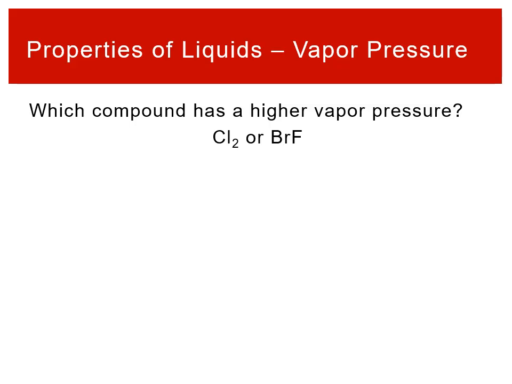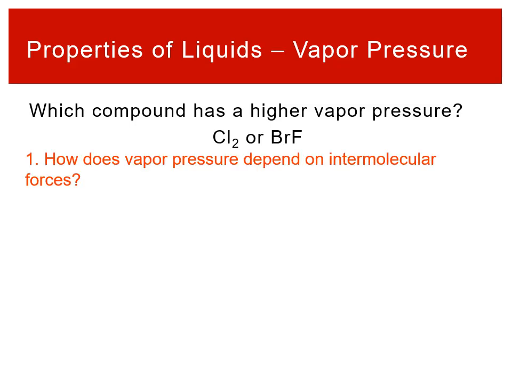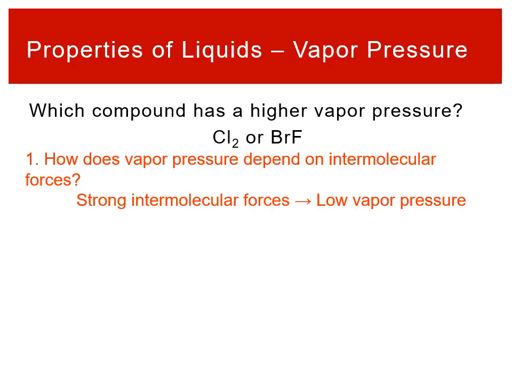Let's apply it to some compounds. Which compound has a higher vapor pressure, Cl2 or BrF? Just like before, when we're trying to compare a liquid property, in this case vapor pressure, to the formulas, we need to use intermolecular forces to relate those. We want to know that strong intermolecular forces lead to low vapor pressure. But we want to be careful because what we're actually interested in is higher vapor pressure. So in this case, we're looking for the weaker intermolecular forces. Which molecule has weaker intermolecular forces?